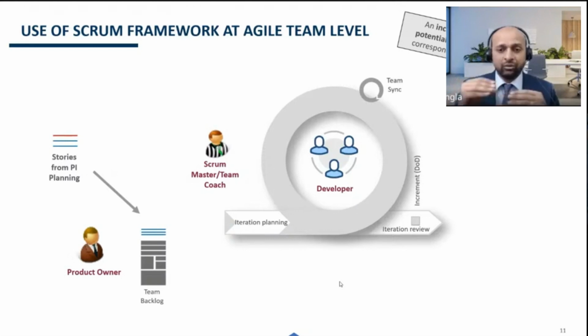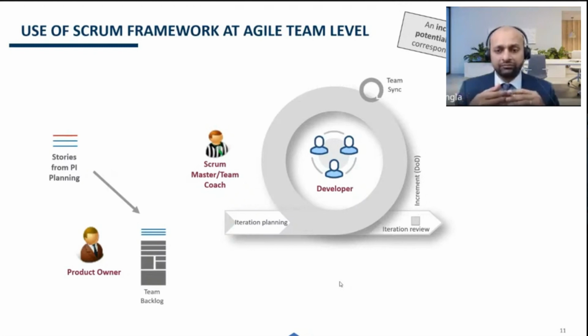This Team Sync meeting happens day after day, basically every day during the entire iteration. Then towards the end of the iteration, the iteration review event happens. In the review event, the product owner verifies the progress of all the user stories which were allocated to the team at the time of the iteration planning meeting. And each of the user stories is compared with the definition of done to decide whether the story has reached the definition of done or not.